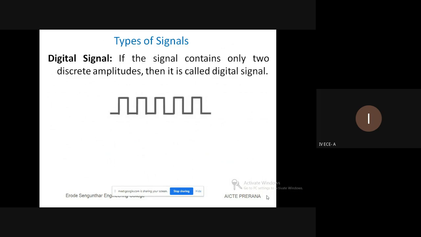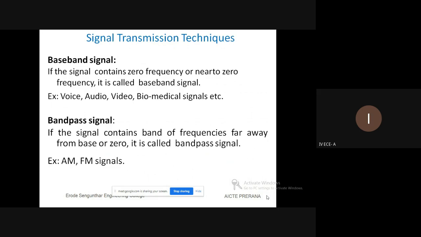Next, we'll see what a digital signal is. This digital signal contains only two discrete amplitudes. Then it is called a digital signal, and the representation is also shown. Here, the signal transmission technique is classified into two. One is the baseband signal, another one is the band pass signal. First, we'll see what a baseband signal is.